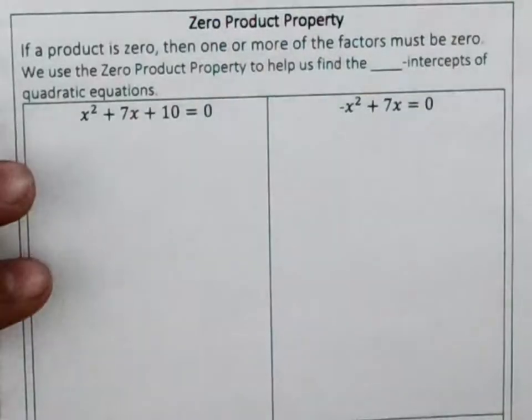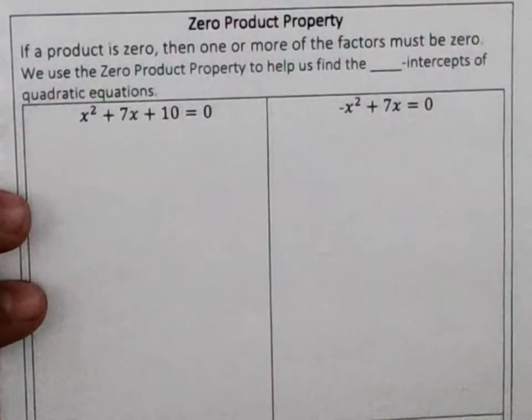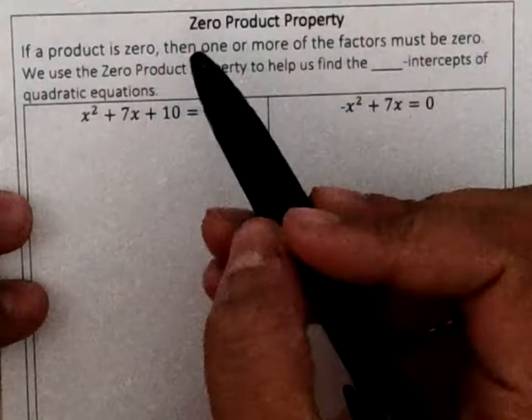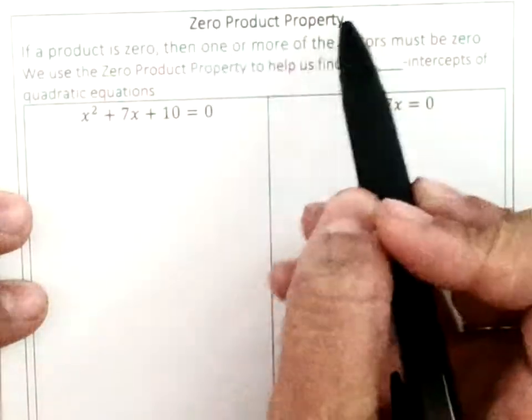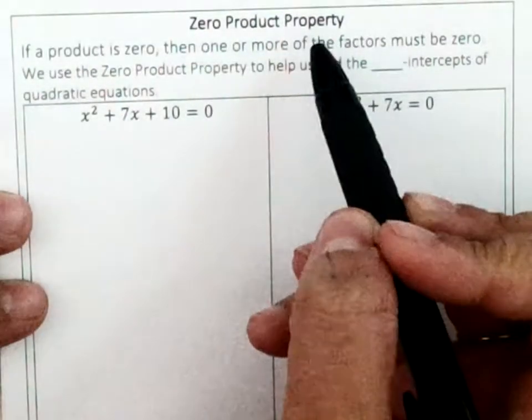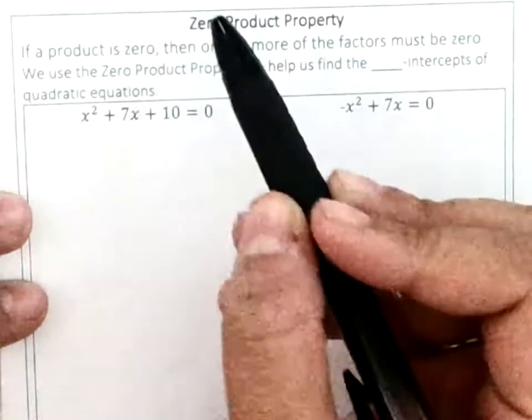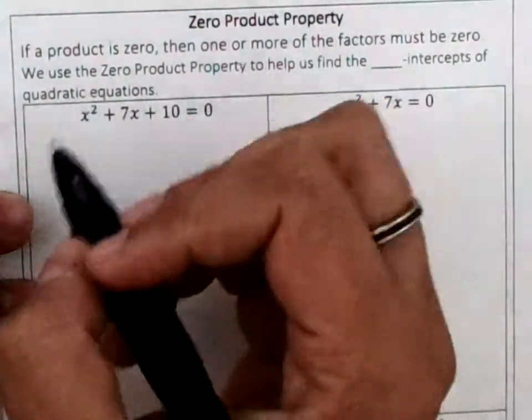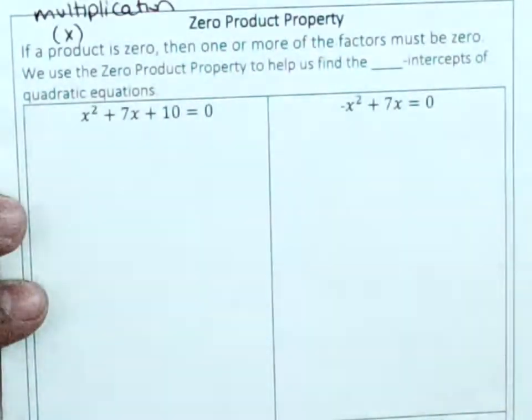Today we're going to be reviewing factoring, and we're going to be factoring 4 different cases. And we're also going to be talking about the zero product property, which we've touched upon, but we're really going to solidify our understanding of that today. So if a product is zero, product meaning multiplication, then one or more of the factors must be zero.